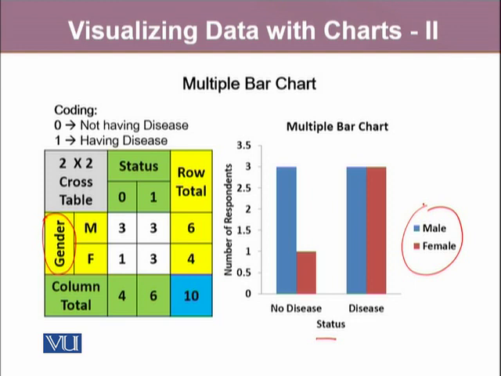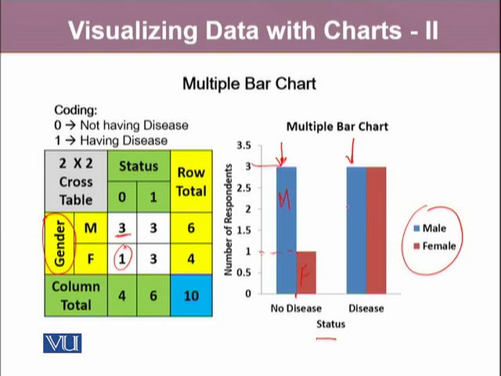Right now in here, we can notice that each bar represents a unique category. Like in the no disease group, the blue bar represents males who do not have any disease, and these are 3 males. In the no disease category, the red bar represents females, and there is only 1 female who does not have a disease. So this is for males and this is for females.